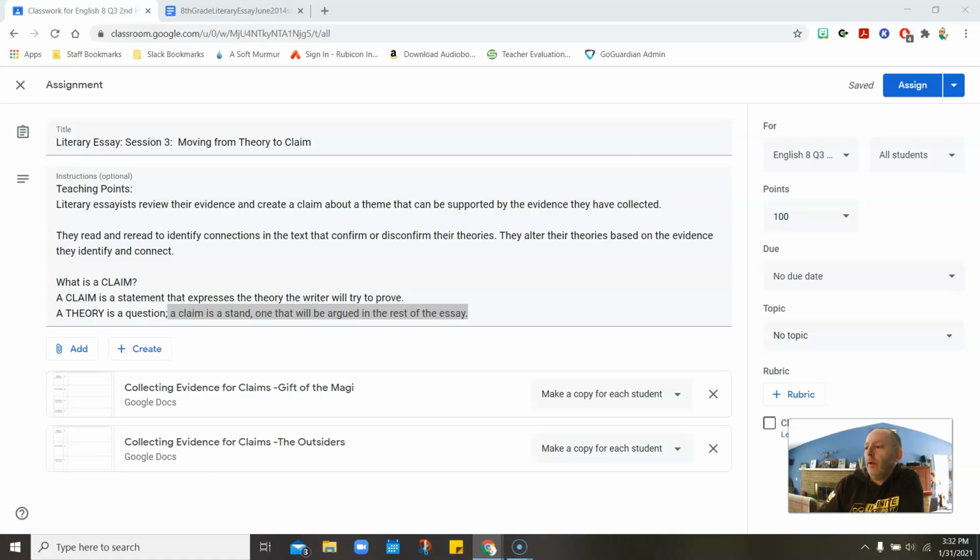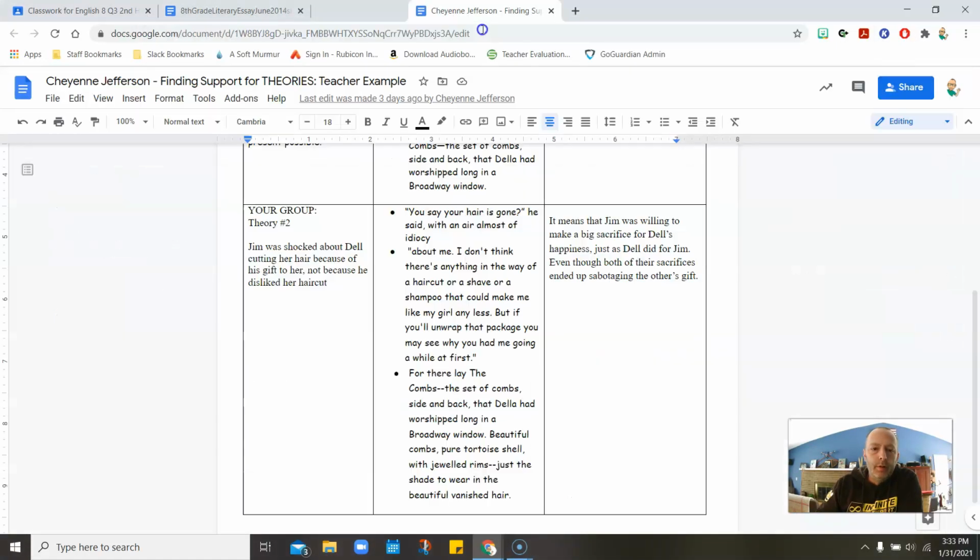And I'll see what I have here. Okay, well, that student didn't do it. That's not good. Oh, I'm going to use, yeah, let me see if I can use this one. Okay. Oh. So, hopefully Cheyenne doesn't mind if I use her example.